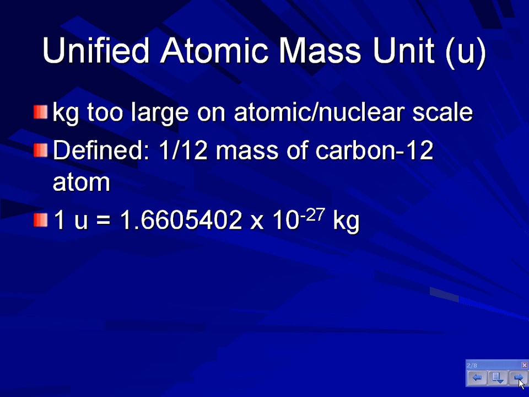If we were to figure it out, we would see that one atomic mass unit is equal to 1.6605402 times 10 to the negative 27 kilograms. You don't need to memorize that because it is in your data booklet. But I do want you to know that an atomic mass unit is very small. It's very useful when dealing with atomic and nuclear physics because it's about the size of the things we are dealing with, such as protons, electrons, and neutrons.